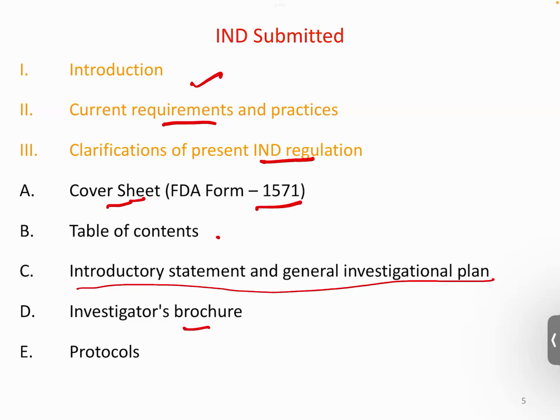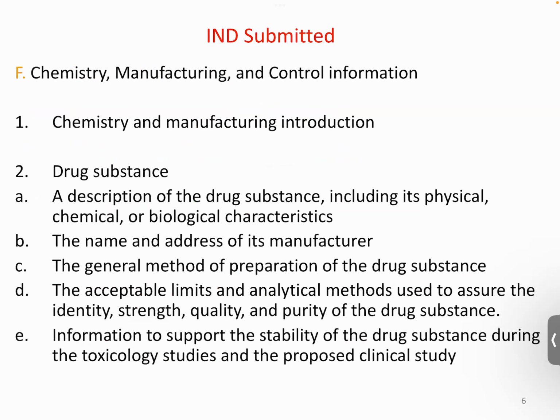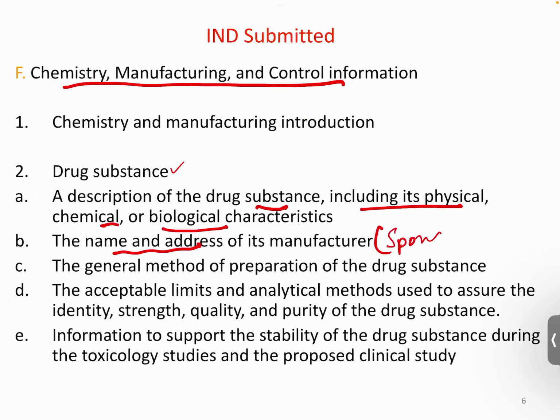Investigator brochure, protocol, because this is what is needed for a trial, and how you are going to manufacture this molecule, the total chemistry and control information. It will include the drug substance, a description of the drug, including its physical, chemical, and biological characteristics. Name and address of the manufacturer. Manufacturer means sponsor.